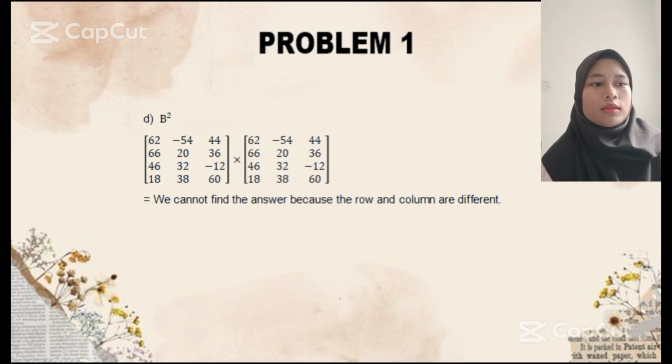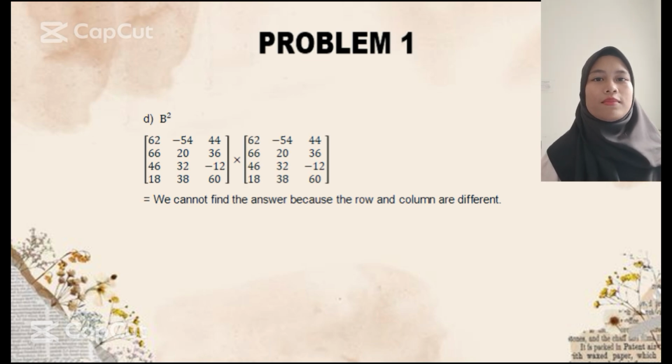For the last question, B to the power of 2, or more simply B times B. We cannot find the answer because the number of columns in the first B is not the same as the number of rows in the second B. That is why we cannot multiply the two matrices. That's all from me. Thank you very much.